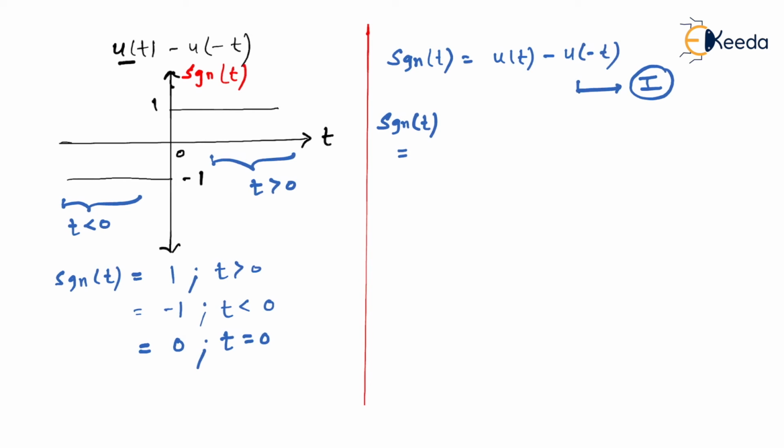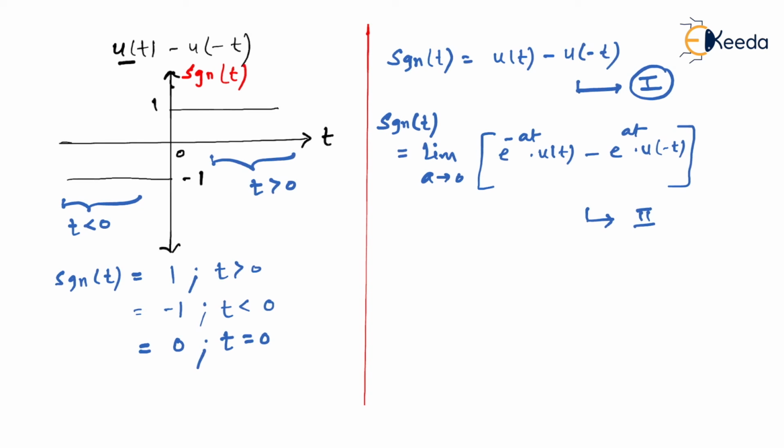If you see the previous step, this u of t minus u of minus t, we got it from this, that is limit a tending to 0, e to the power minus at dot u of t minus e to the power positive at u of minus t. So this is the second way in which we can express our signum function. You have to remember all the ways, and in fact there is one more way which I'll make you understand.